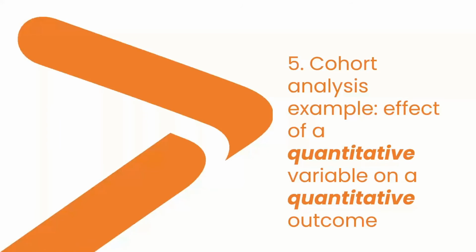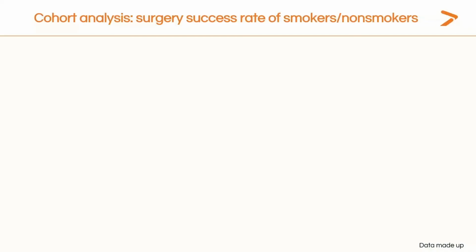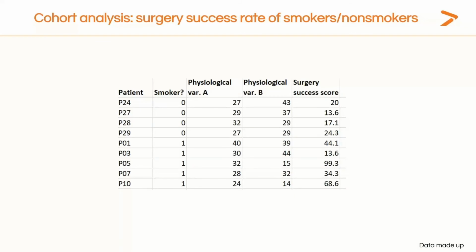We saw how to investigate the effect of one qualitative variable on one quantitative variable, and the effect of one qualitative on one qualitative. Now we will see one last case for today: how to investigate the effect of one quantitative variable on one quantitative outcome. So we'll be using a cohort analysis data set, which is also made up, which is called surgery success rate of smokers and non-smokers.